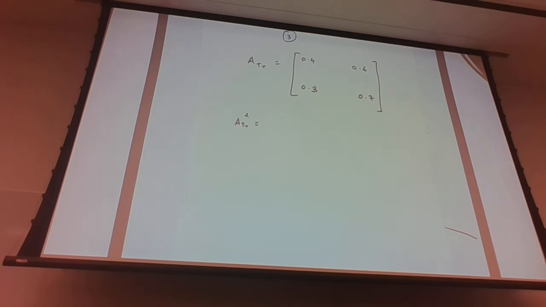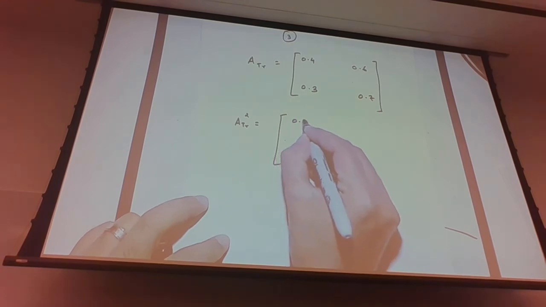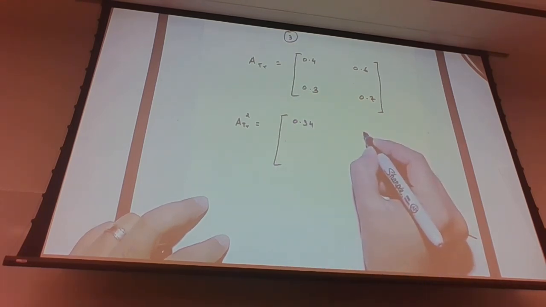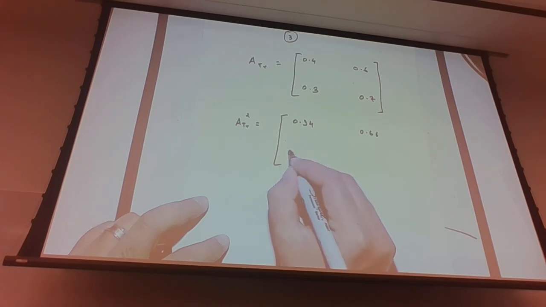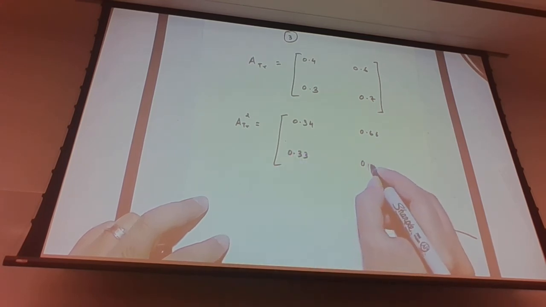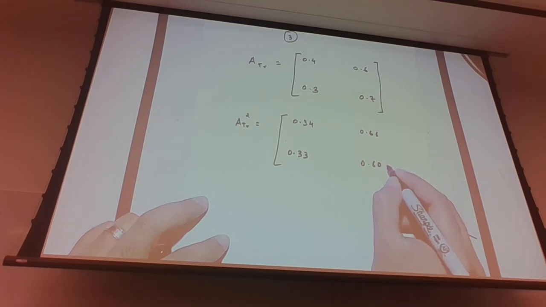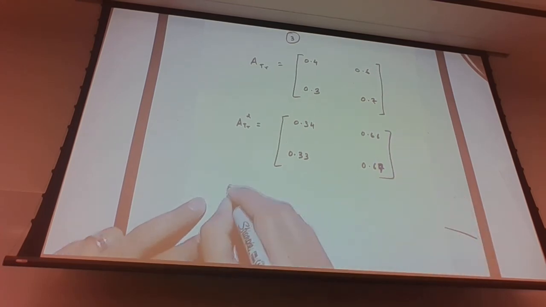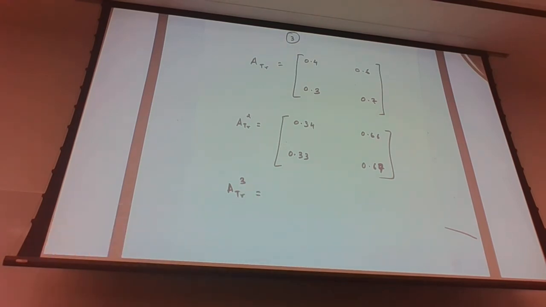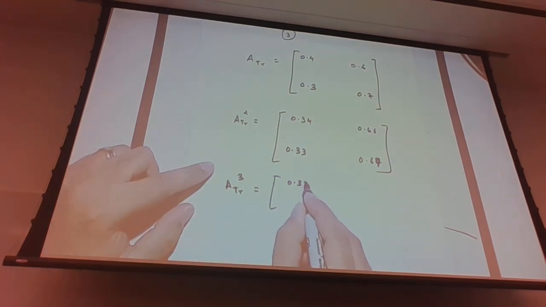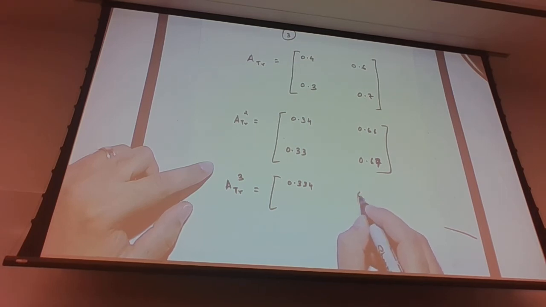0.34, 0.66. Okay, give it to me. Yeah, 0.34. 0.66. This one is 0.66. 0.33. 0.60. 0.67. Okay. What is a cube? Yeah, an easy way to do matrix square cube. 0.334. 666. That's a very bad number.